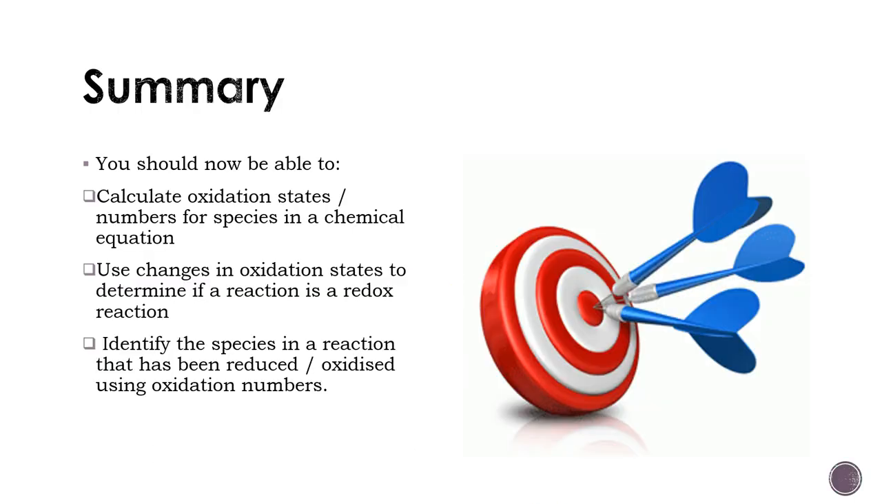Okay, that's it for oxidation numbers. Hopefully you've seen a few examples, and I recommend you try the questions in the booklet for a bunch of practice. You should now be able to calculate oxidation states, use the oxidation states to determine if a reaction is a redox reaction, remembering that essentially for it to be a redox reaction we have to have a change in oxidation state, and then be able to identify the species that has been reduced or oxidized using the oxidation numbers to justify your answer.